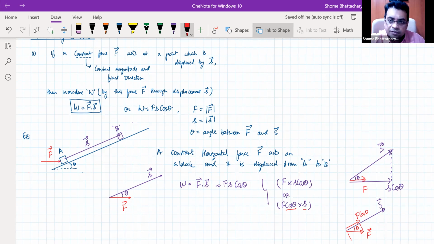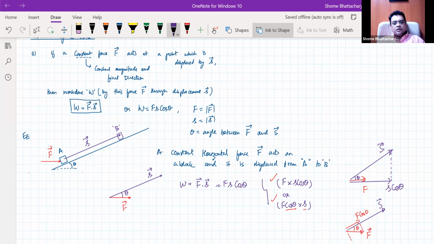Okay. So that is why we can further interpret this with two statements: it is force into displacement in the direction of force, or component of force along displacement multiplied by displacement. It's one and the same thing. Whether we classify it like this or like this is one and the same thing. And that same thing is basically the dot product. So the proper technical way of defining the work done is that it's a dot product.